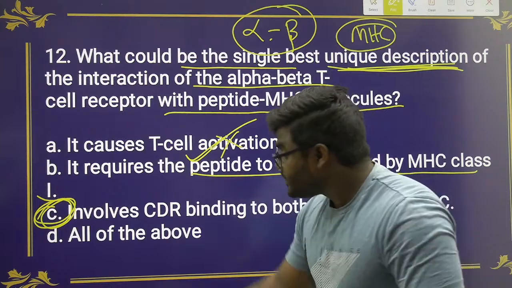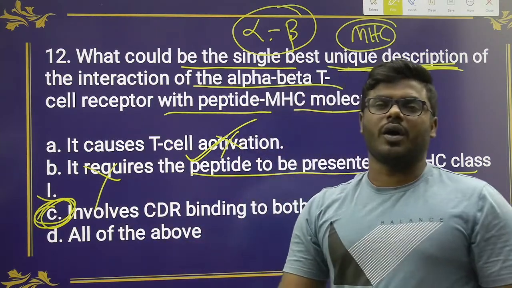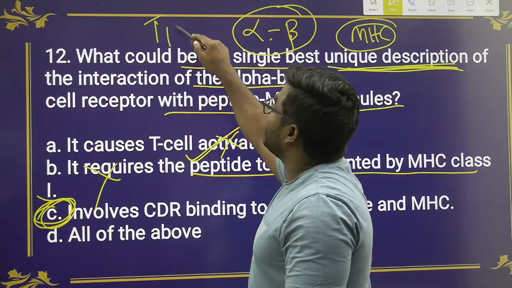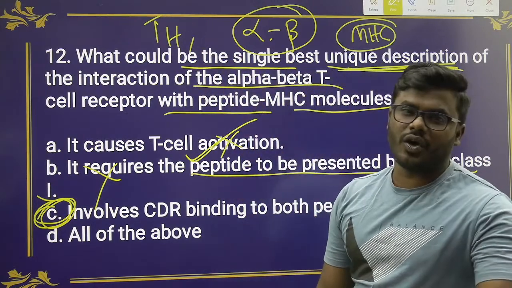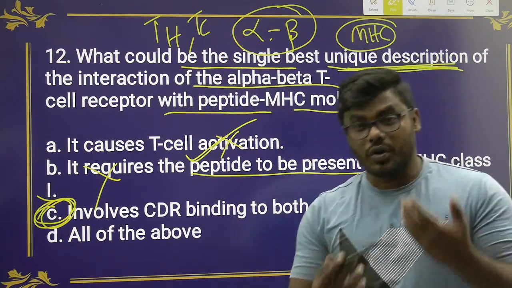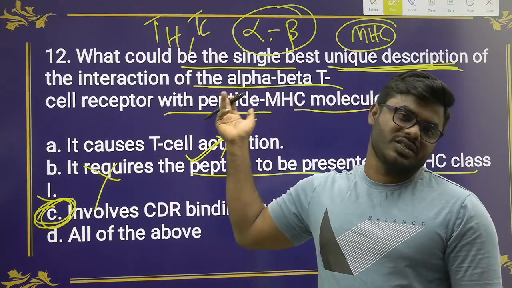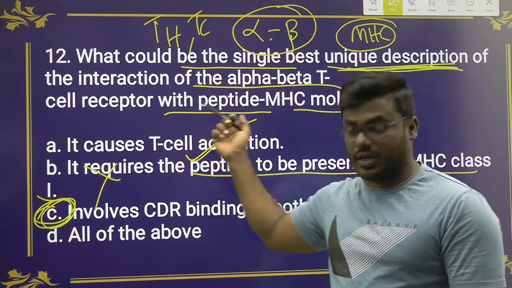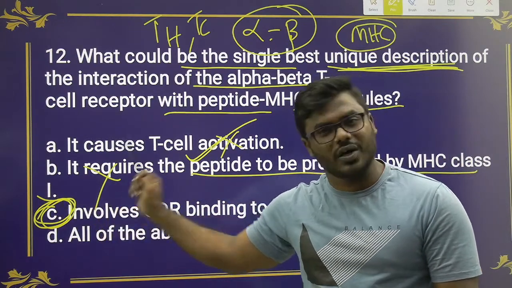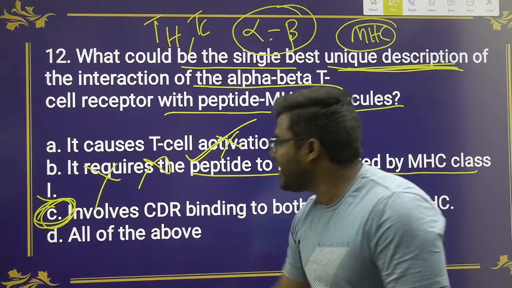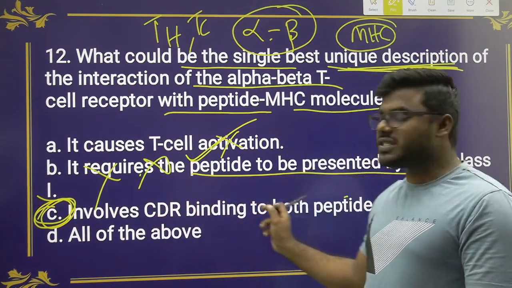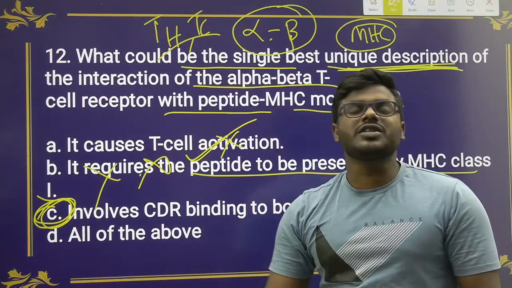But friends, why is this statement wrong? Because in the given question, they did not mention whether it is a T helper cell or a T cytotoxic cell. If they had given either T helper or cytotoxic T cell, based on that we could tell whether statement B is correct or not. That also we know. So option B cannot be a unique description. First of all, that option is wrong, because they did not mention in the question which type of T cell.